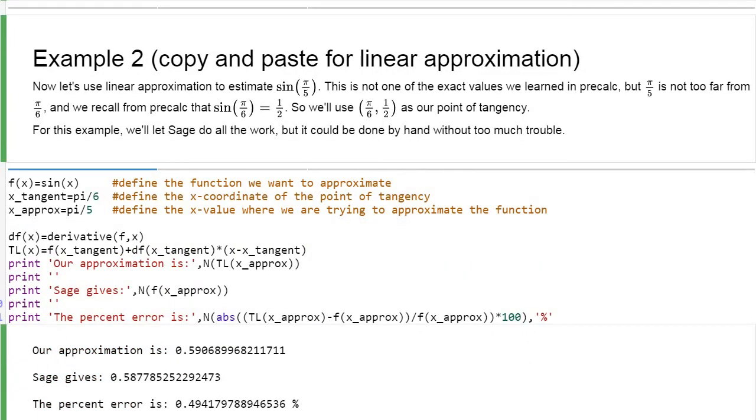Okay, so I want to put all these pieces together now. I did it one by one, step by step, just to show you the concept. Now on your assignment, I'm going to have you do linear approximation. Feel free to copy and paste this block of code and use it on your assignment.